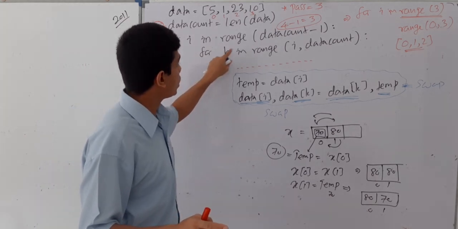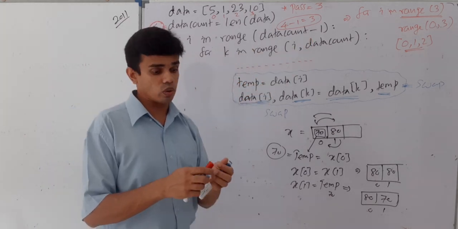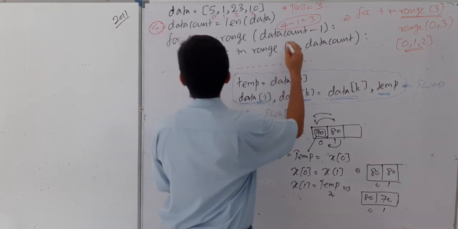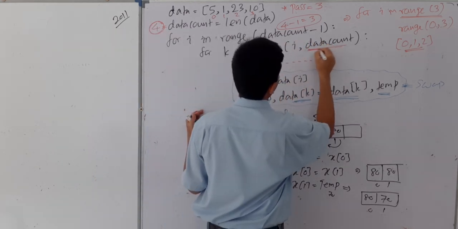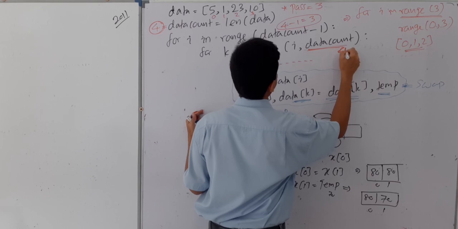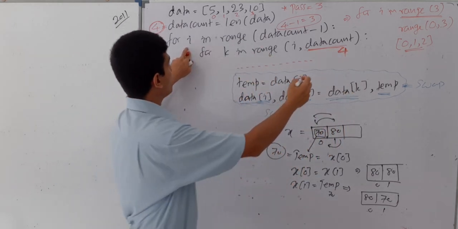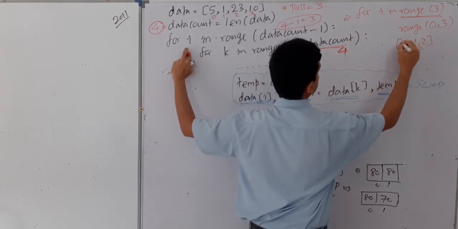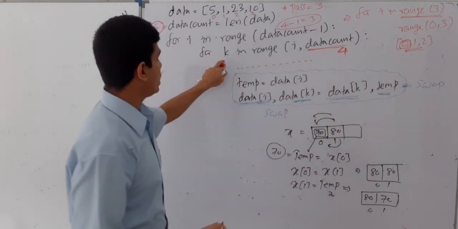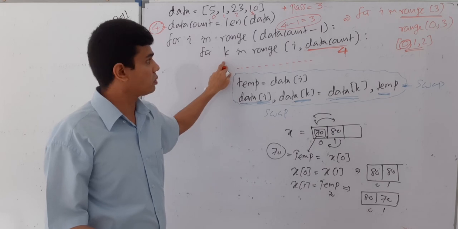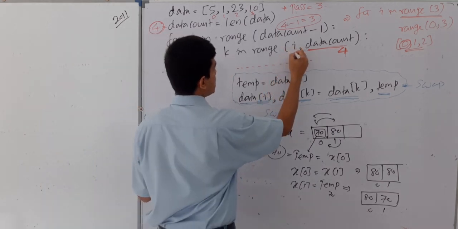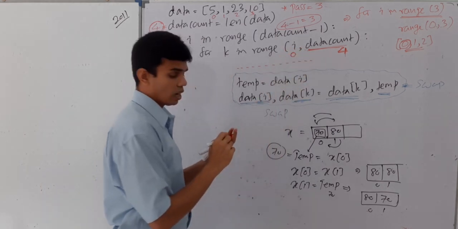k goes from i to data count. So our data count is all the time 4. No problem, this is all the time going for 4. i will change. At the first round, i is going to be 0. Then I will see how this is going to be prepared. So now i will be 0. I'll run this and see.